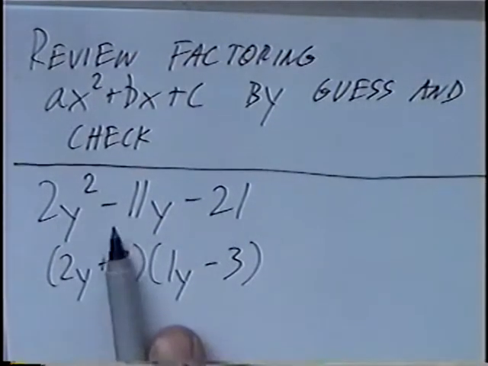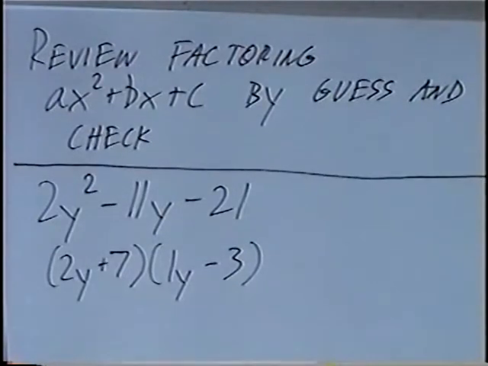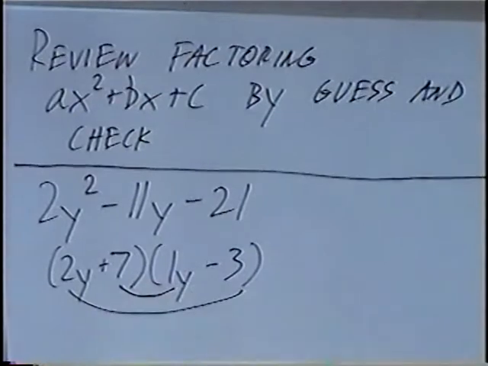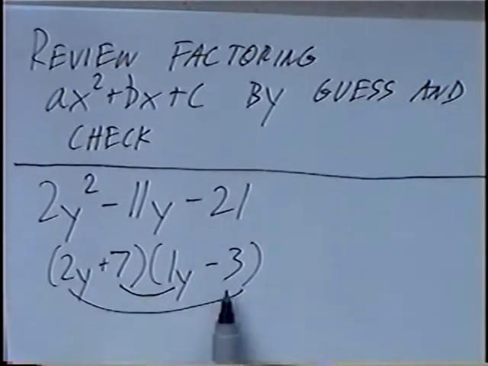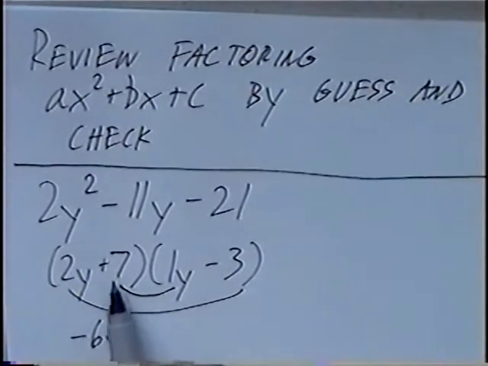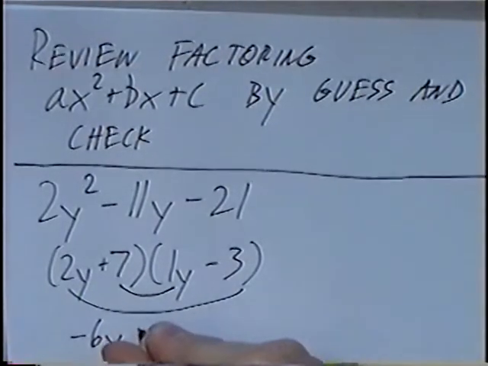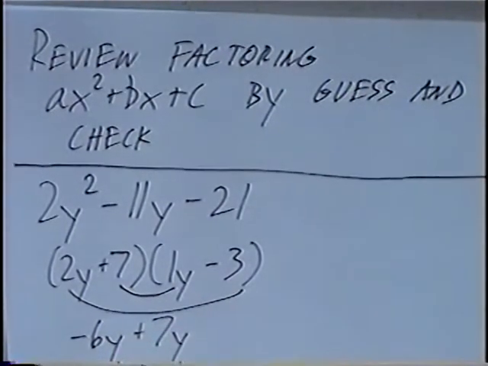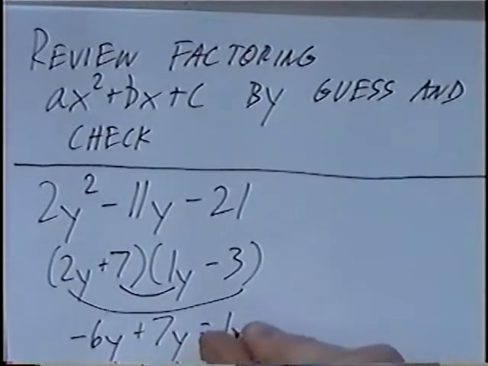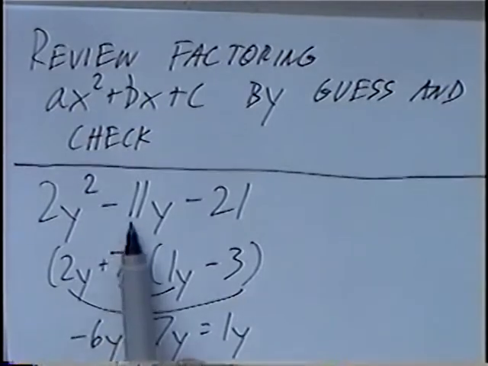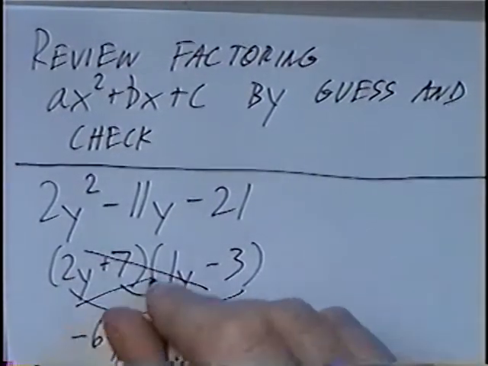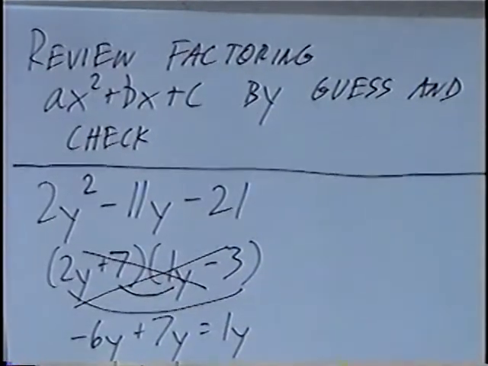To check, we have to make sure it adds up to negative 11y. The outside terms and inside terms, we multiply those. 2y times a negative 3 would be negative 6y. And 7 times a positive 1y would be positive 7y. Negative 6y plus 7y would be 1y. 1y does not match up with negative 11y, which means this guess does not work and is not the correct solution.